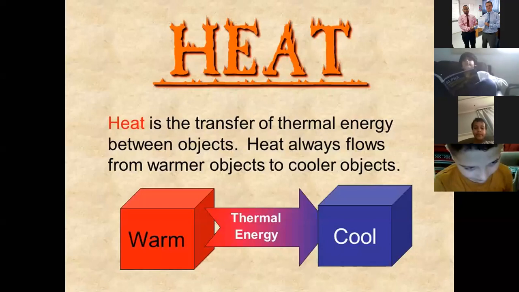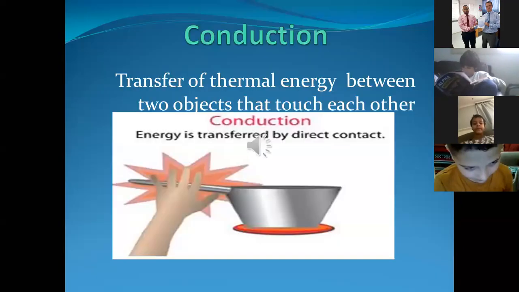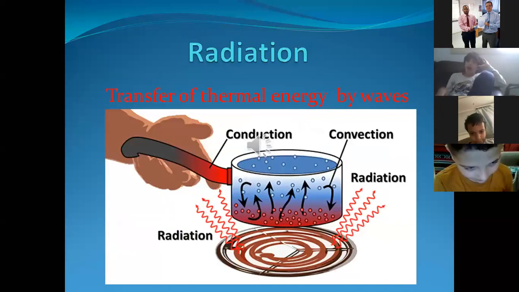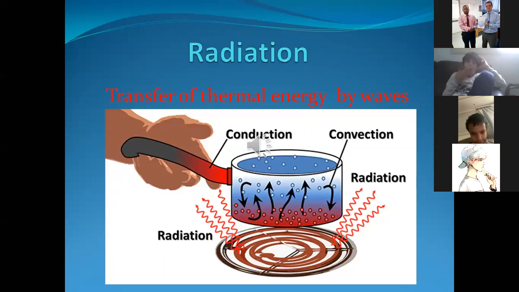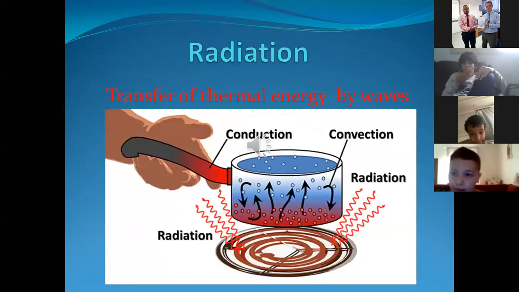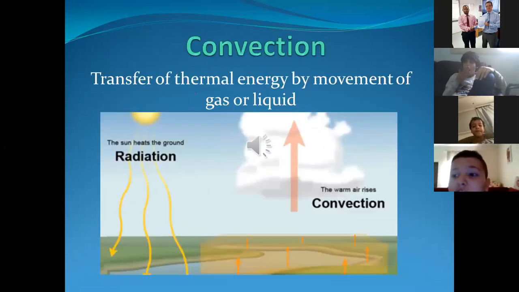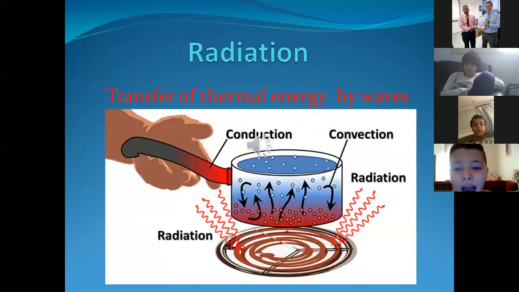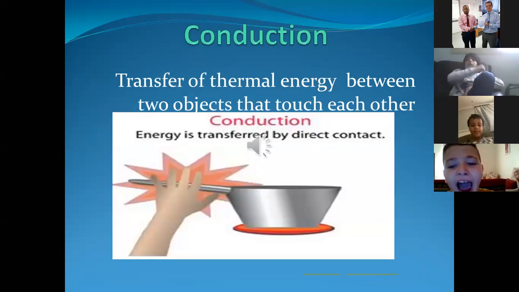What are the methods thermal energy can travel from one object to another object? The first one is conduction. We will study conduction and convection, finally radiation. So I have conduction, convection, and radiation. We will discuss together conduction, after that convection, after that radiation.